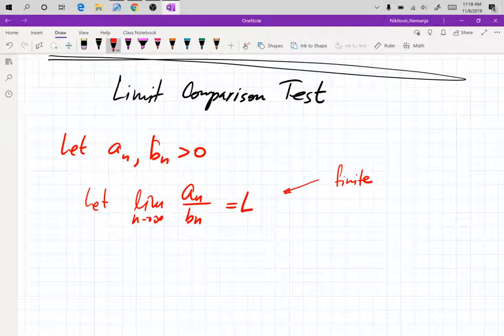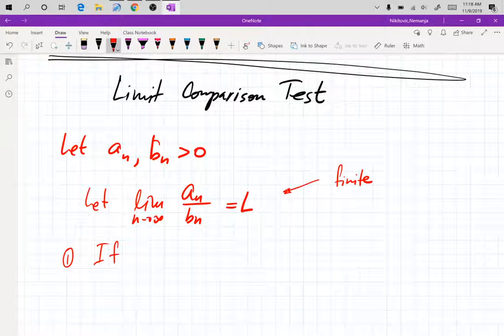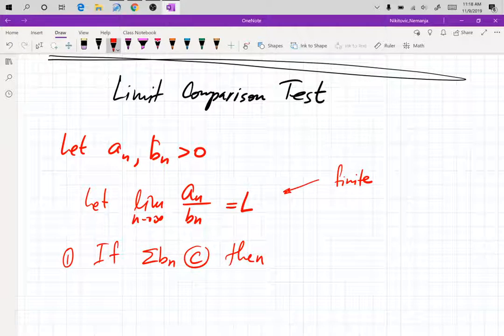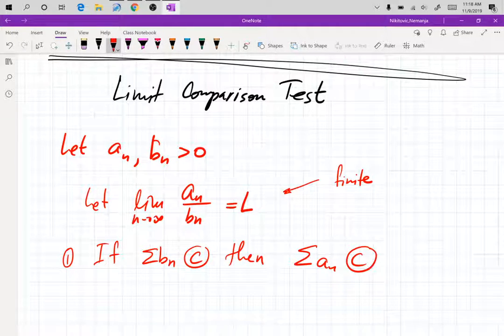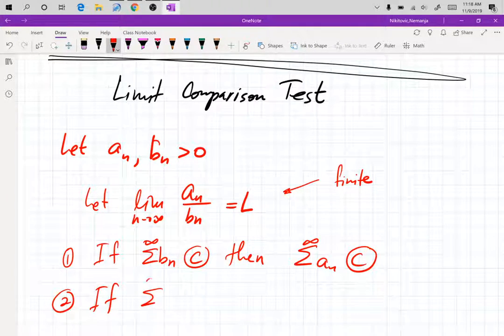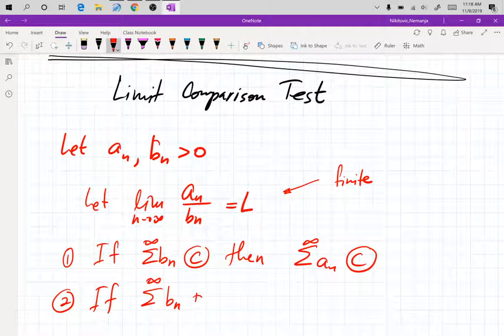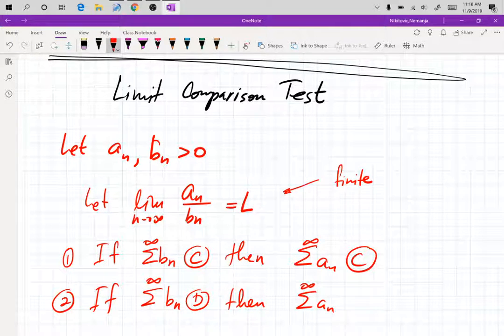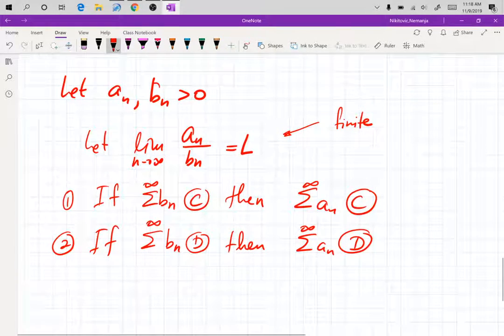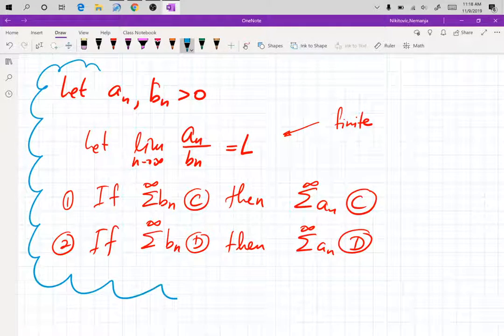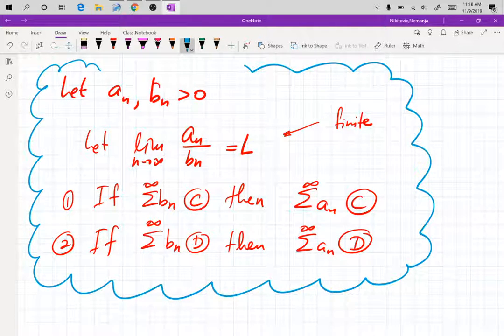Now, we have case number 1. If summation bn converges, then summation an converges. So this is the part where we say they share the same fate. Whatever happens with bn will happen with an. One of the Bernoullis came up with this and it was improved later. There's more to this when you take advanced calculus, but for Calc 2, this is it.